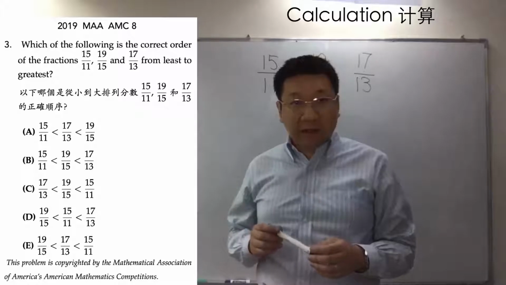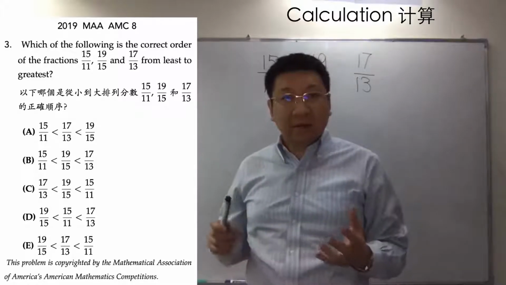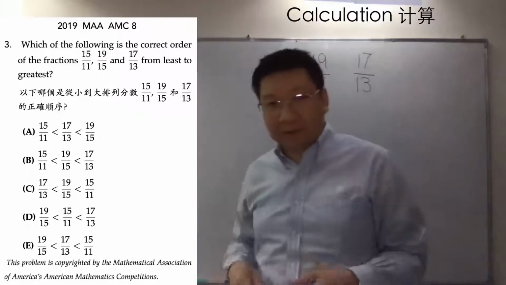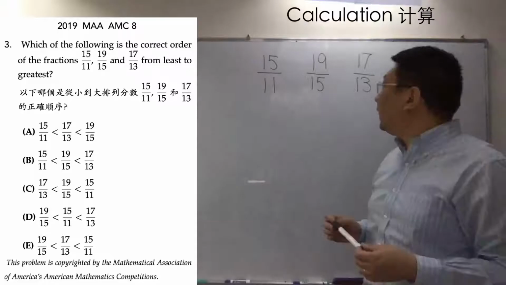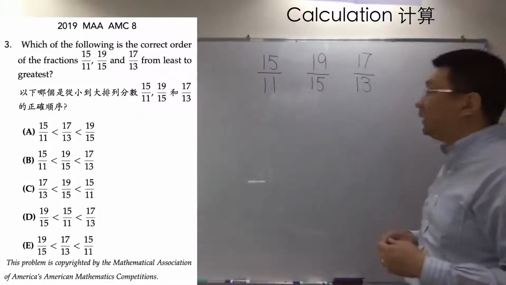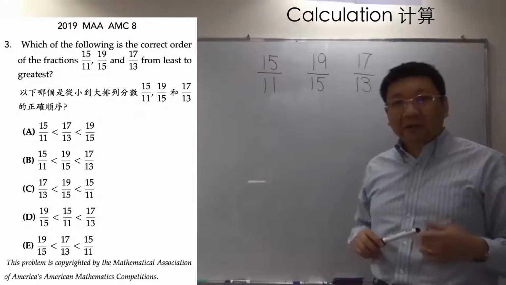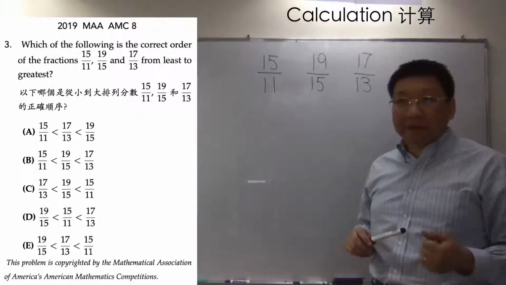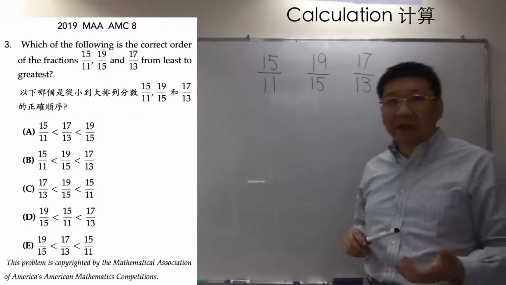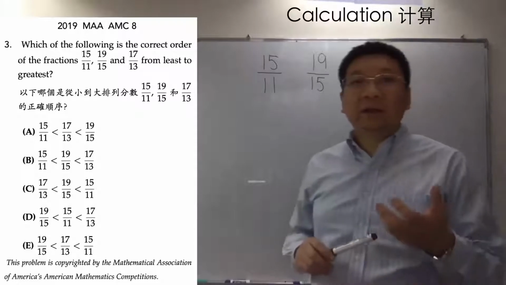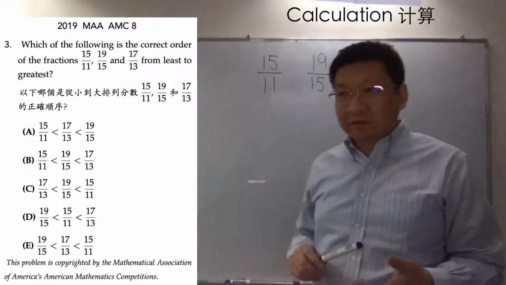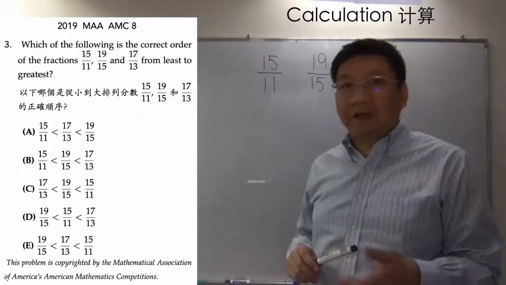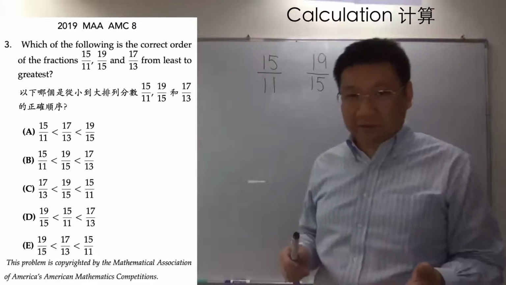This question asks us to compare the 3 different fractions to see which one is smallest, which one is the largest. And if you observe these 3 fractions, what you will find? You will find that the numerators are always greater than the denominators. What are these kinds of fractions called? They're called improper fractions. When I learned this type of fraction in Chinese, translating into English, it means fake fractions, bad fractions, in other words.